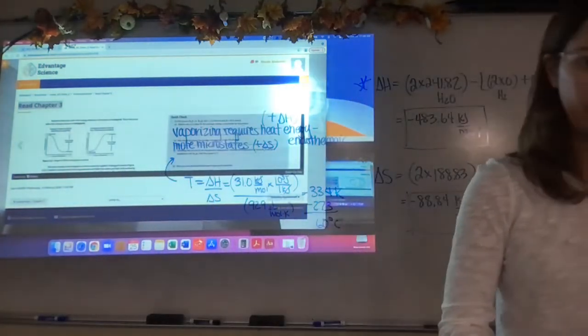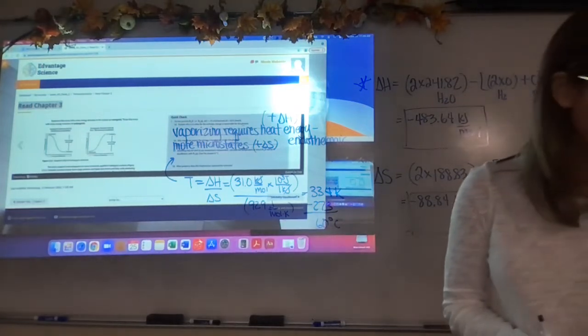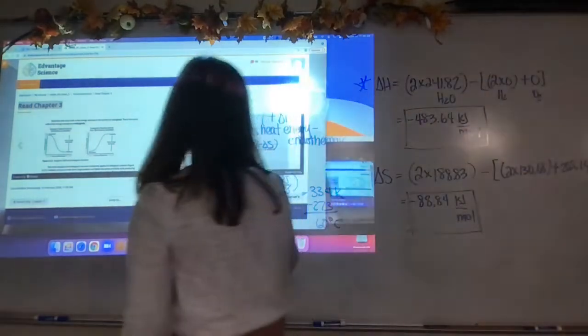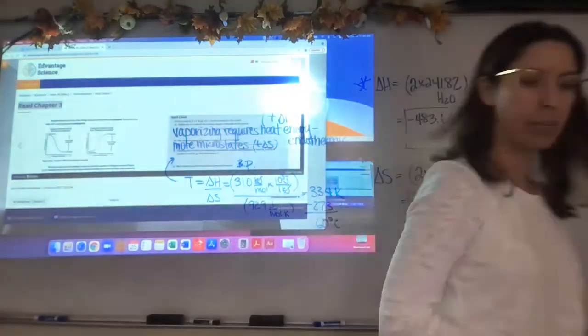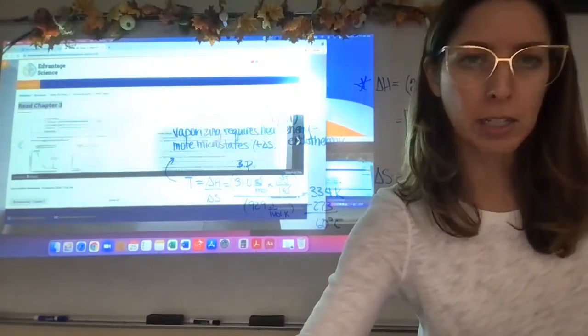Then you've got D. D says, what property does this temperature represent for bromine? This is going to be the boiling point for bromine, okay? Look on the next page at standard free energies.